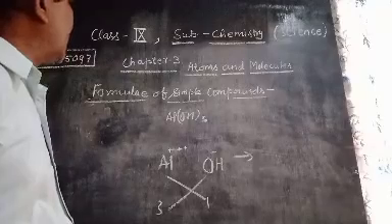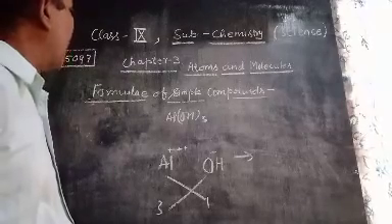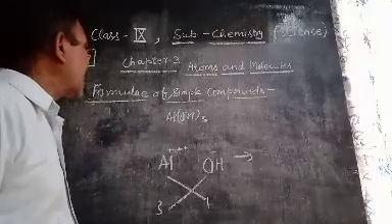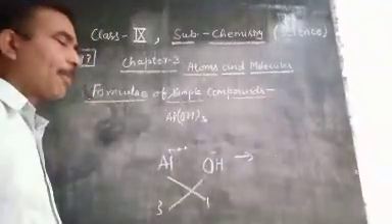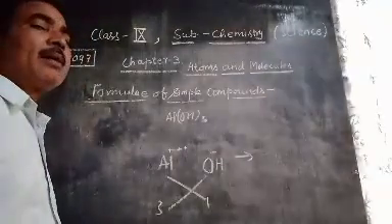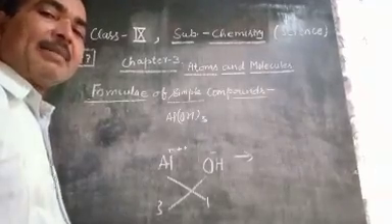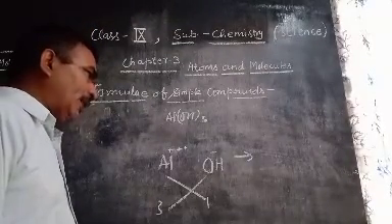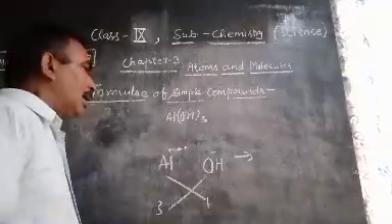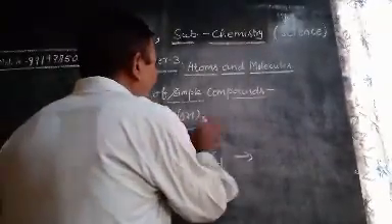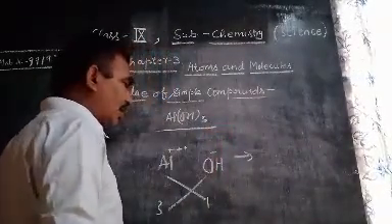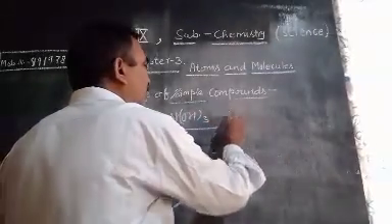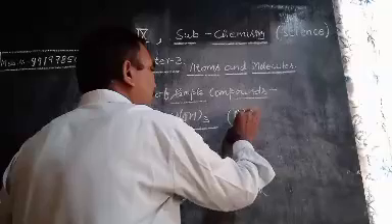Students, we are talking about atoms and molecules, chapter number 3, formulae of simple compounds. In my previous classes, I have told you how the formulae of a compound is derived. Few more important points. For example, when we express the formula of aluminium hydroxide, the name of such compound is aluminium hydroxide.